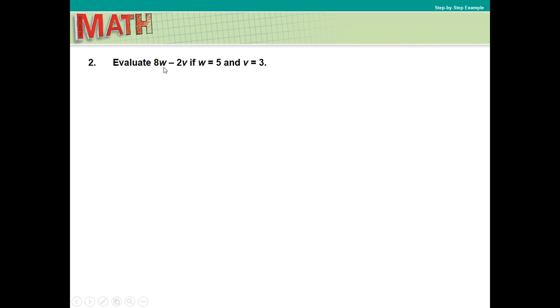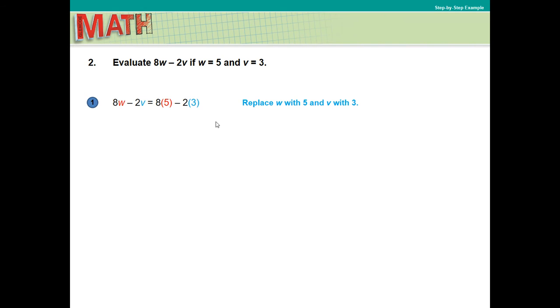Evaluate. Here's another expression. There's no equal sign here. This says if W equals... Now there are 2 variables. It's no different. One thing I would tell you is when you have 8W, put parentheses in place of the W, then put the 5 in. When you have V, put parentheses, because again, that shows multiplication. And parentheses make it easier. As time goes along, you'll see why parentheses make it easier to work with.